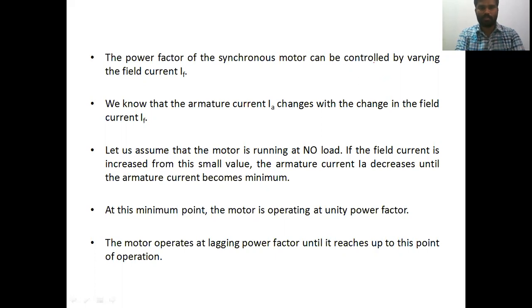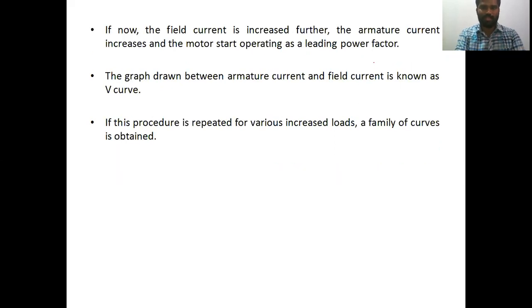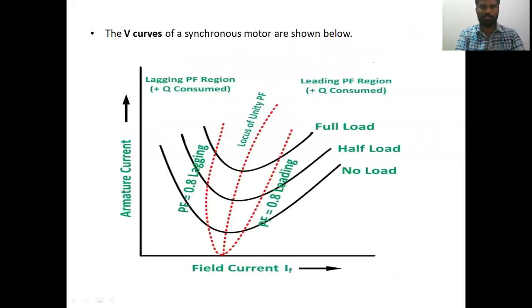At that point, the power factor of the motor will be unity. Till it reaches unity power factor, it will be in the lagging condition at no load. If the field current is further increased, the armature current will slightly increase in leading power factor mode. So let us see the graph of a V curve.